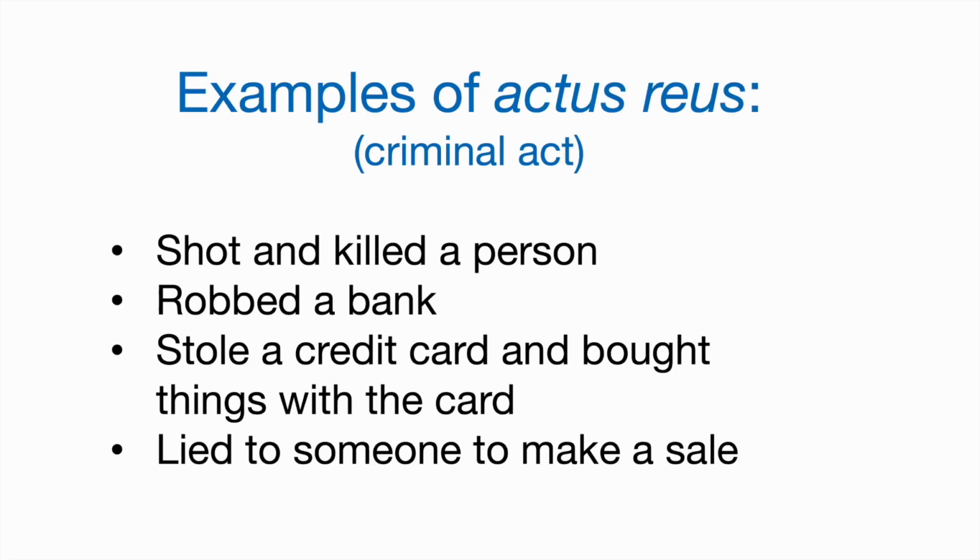Some examples of actus reus, in other words, criminal or wrongful acts, include the defendant shot and killed a person, or they robbed a bank, or they stole a credit card and bought things with the card, or they lied to someone to make a sale. So those are the factual acts they committed.